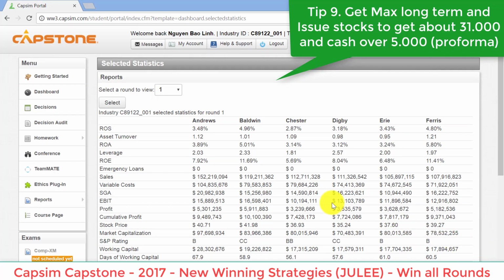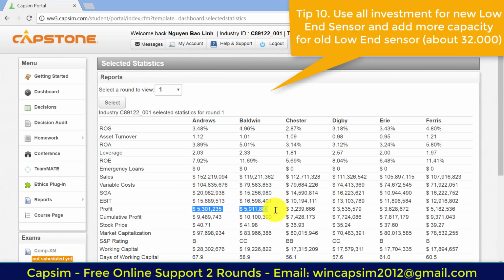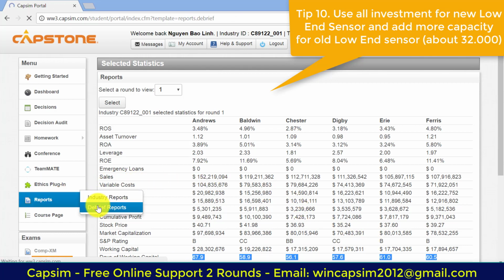This is the result from round 1. After the run, we sell 152 million in sales, and we get about 5 million of net profit. That is good. As I said, with the new strategy, we do not have to sacrifice net profit for the first 4 rounds. We can make smart decisions to win across the 8 rounds of the game, from round 1 to round 8. We get the top profit of 5.3 million and 9.4 million cumulative profit, and all the others are good. We even have the highest market capitalization of 79 million too.